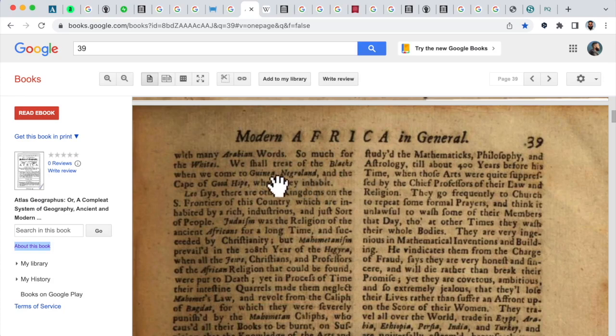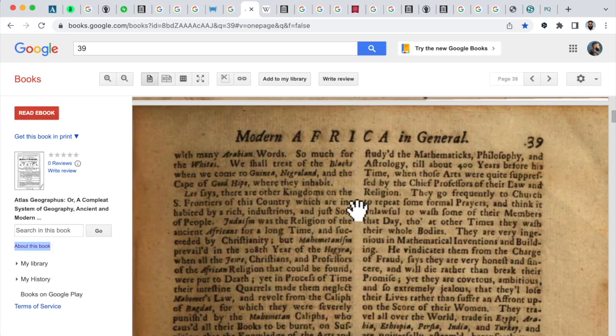We just looked twice at where Guinea was and how the tribe of Judah migrated there and how it's in West Africa. Negroland, when you look at the old maps, is right above Guinea. So that's West Africa. The Cape of Good Hope, I believe, is somewhere in South Africa. But he's saying we shall treat of the blacks when we come to Guinea, Negroland, and the Cape of Good Hope, where they inhabit. So much for the whites. He's going to talk about the blacks now.